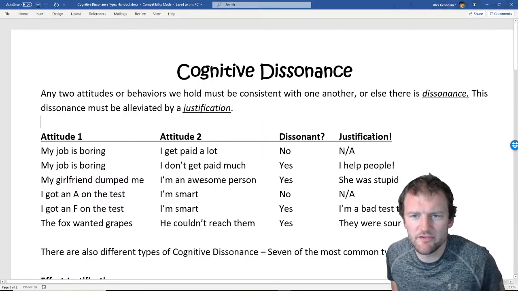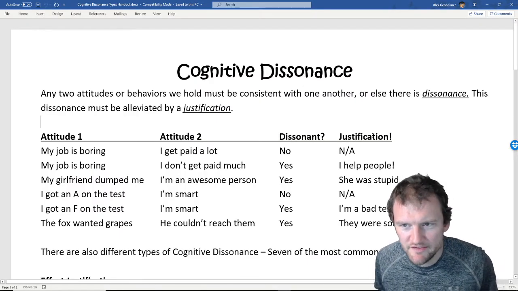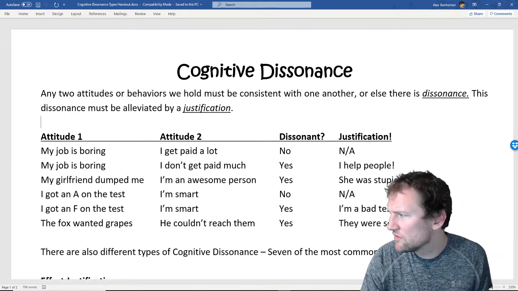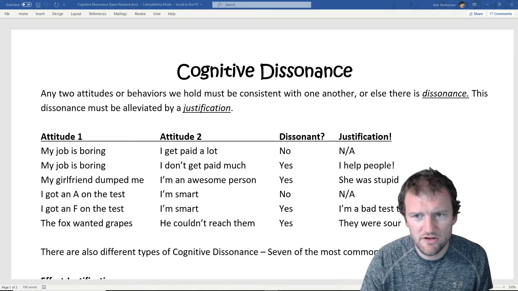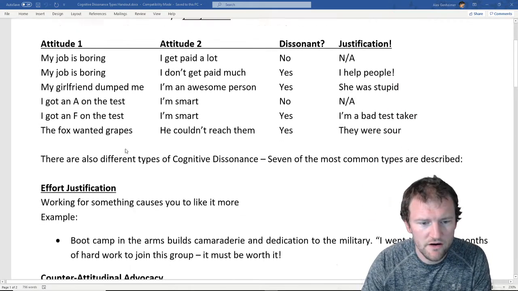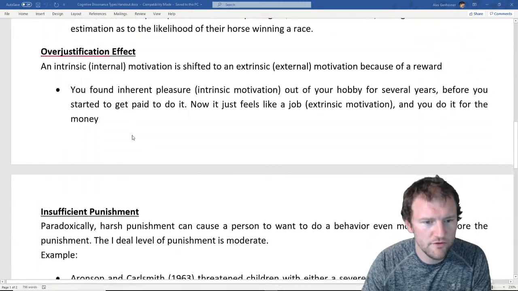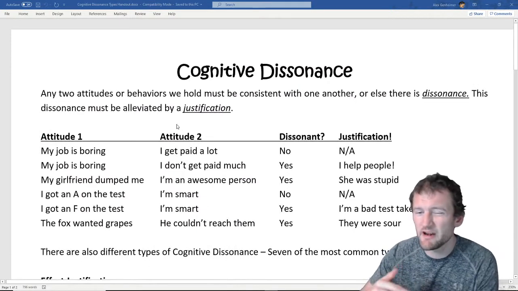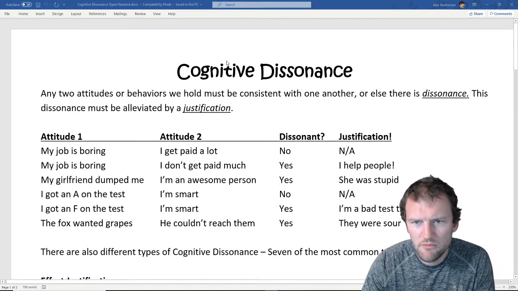I'm going to move myself over to the other side of the screen here. I've dropped this sheet in your classroom, so you should be able to take a look at it while I'm talking about it. And let's go through it here. There are 1, 2, 3, 4, 5, 6, 7 types of cognitive dissonance. We're going to talk about another one tomorrow as well, so that makes a total of 8.